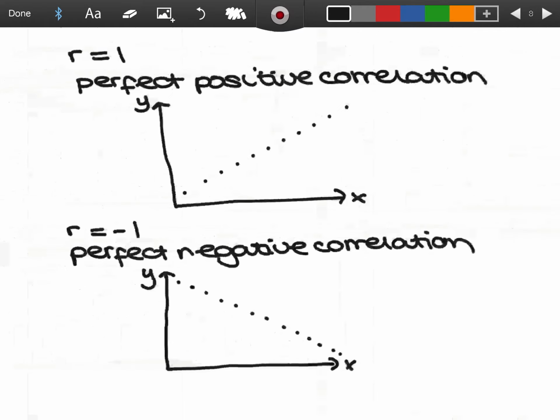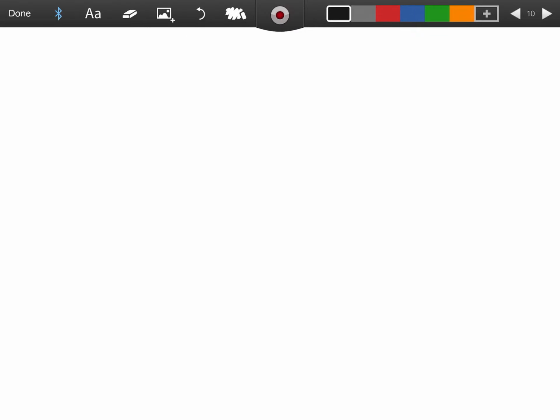Now, R equal to 0 means you have no relationship, and R equal to 1 means you have a perfectly positive correlation, so you've got this perfectly linear relationship between X and Y. What happens if you fall somewhere between 0 and 1? It means that your points are somewhat scattered, but overall they still go in that positive direction. And the closer that you get to R equal to 1, the more linear that relationship is going to look.